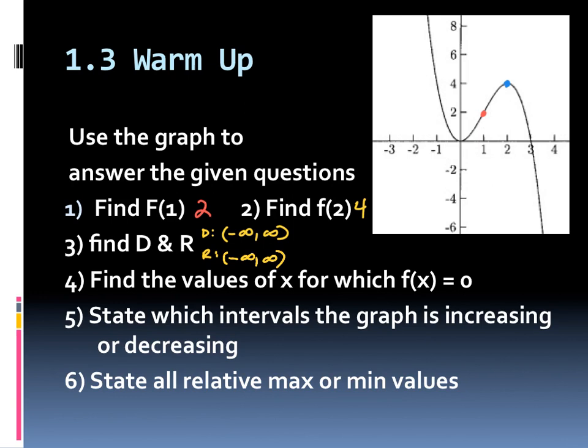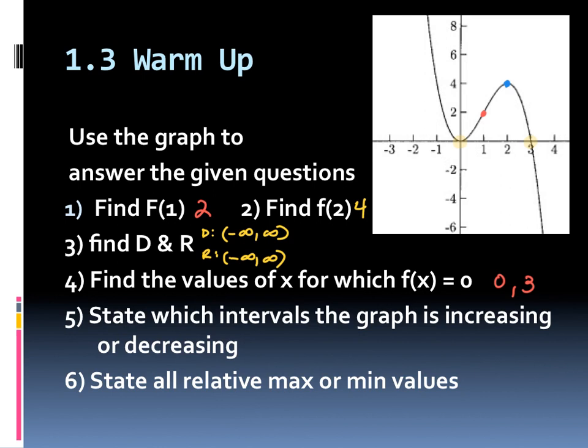Number 4 says to find the values for which f of x equals 0. So we said this is where it crosses the x-axis, which are at what point? 0 and 3. And you give those as the answers, not 0, 0, not 3, 0. You want the x values for where it's crossing the x-axis. So you want the 0 and the 3.